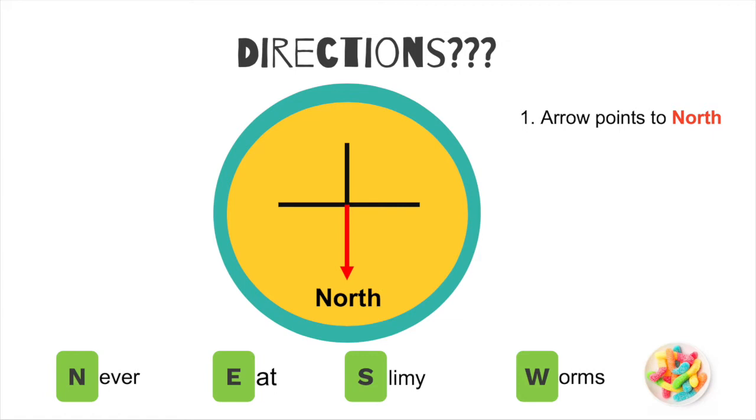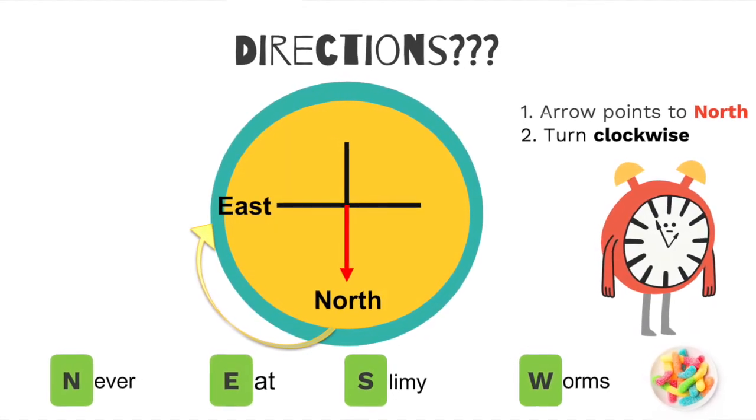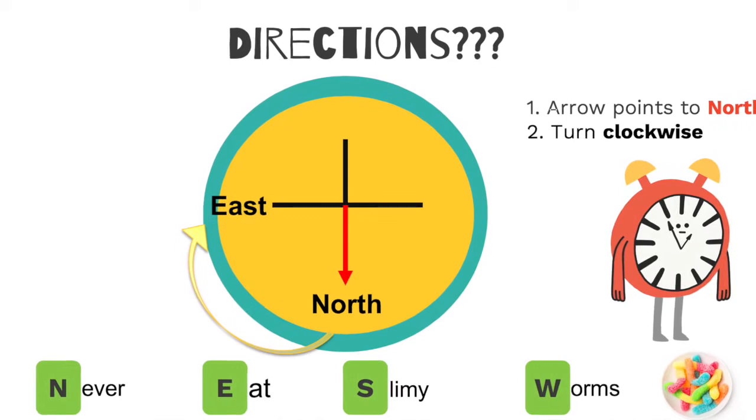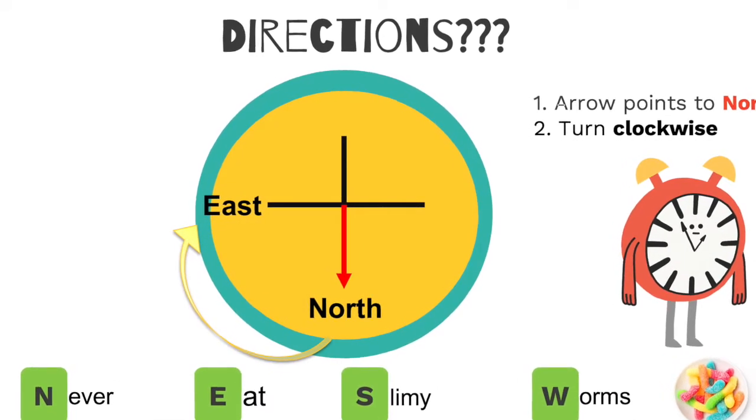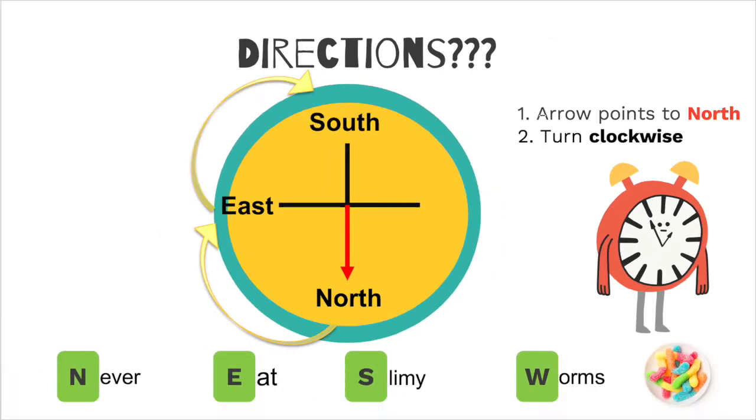Remember to turn clockwise. So which way is the next direction? Yes, turn like a clock. So we should turn this way. Yes, forever. So never eat, next starts with E, east. So never eat slimy. So the next direction should start with S. Turn clockwise and we find the direction south, starting with S.